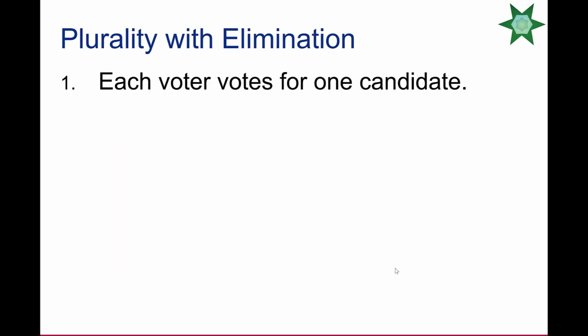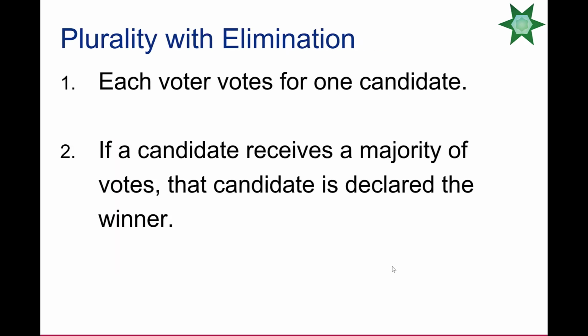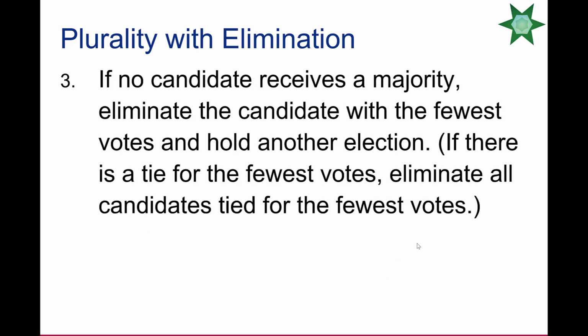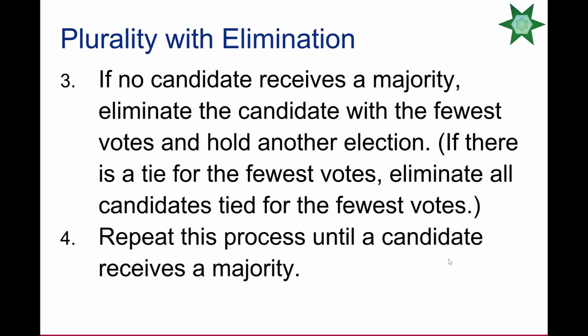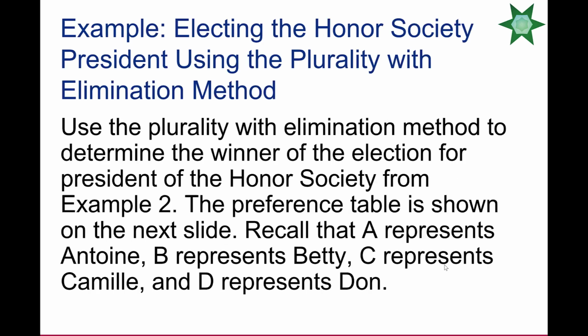Plurality with elimination. Each voter votes for one candidate. If a candidate receives a majority of the votes, we're done. That's the winner. If no candidate receives a majority, we eliminate the candidate with the least number of votes and hold another election. If there's a tie for the fewest votes, eliminate all candidates tied for the fewest votes. Repeat the process until a candidate receives a majority.